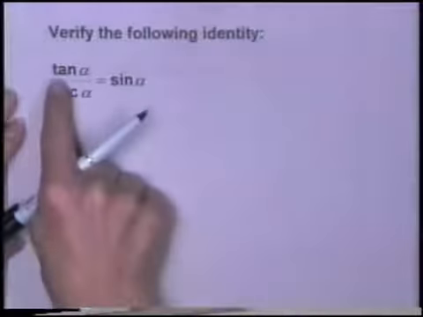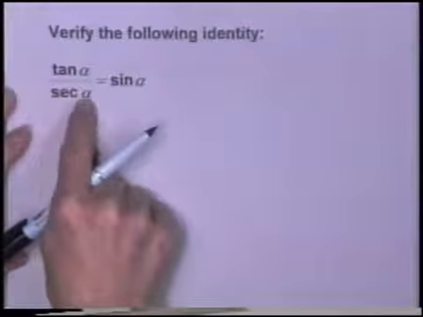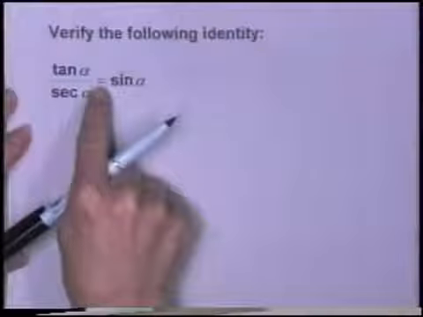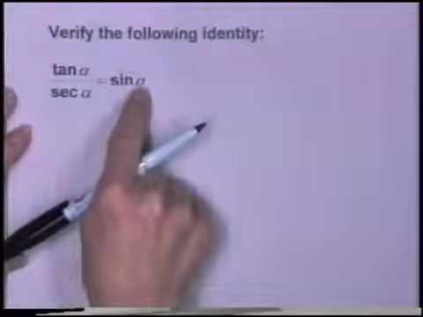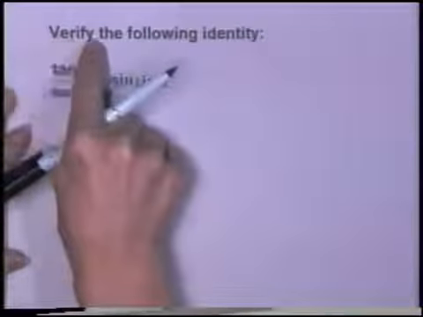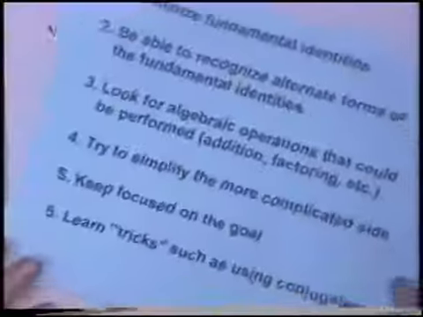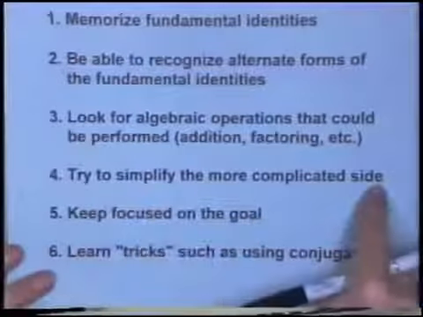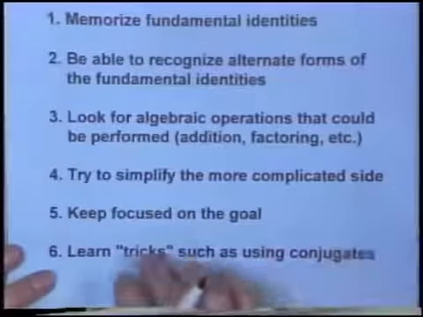Verify the following identity. We have tangent alpha divided by secant alpha. We're trying to show that it is equal to sine alpha. Now, a lot of times I will suggest this. We don't know, even though this says equal right here, if it's saying to verify, it's saying, does this equal this? So I'm going to suggest, let's start out with a question mark there. We want to know, is the tangent of alpha divided by the secant of alpha equal to the sine of alpha? Now remember, one of the steps that I suggested to you, I'll put it back up here, was to try to simplify the more complicated side.